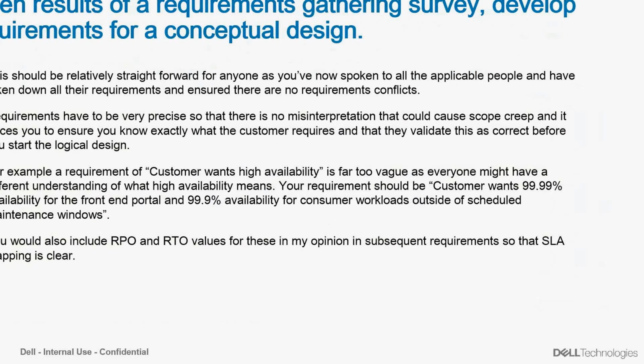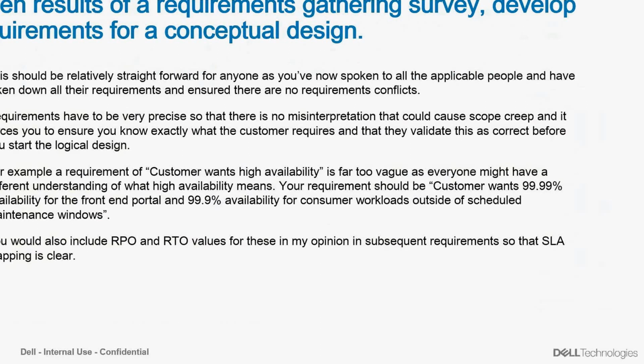It kind of comes in, as I say, I've got an example: a customer wants high availability. It's far too vague, because everyone might have an understanding of what availability is, and also where is that availability? Is it availability of a portal? So you would say, customer wants 4 nines of availability for the front end portal and 3 nines of availability for consumer workloads outside of scheduled maintenance windows.